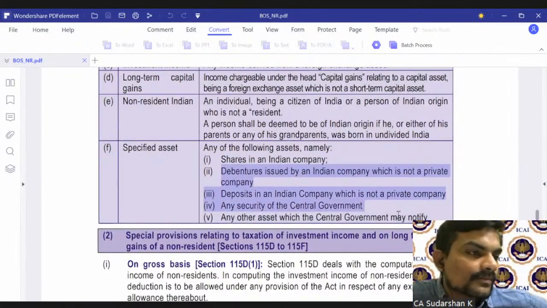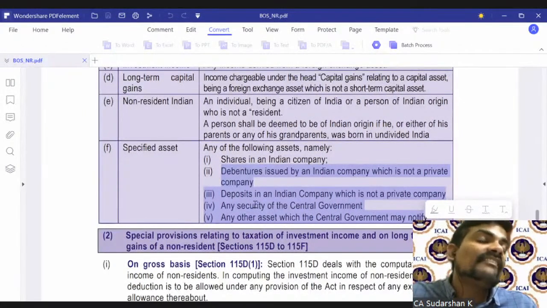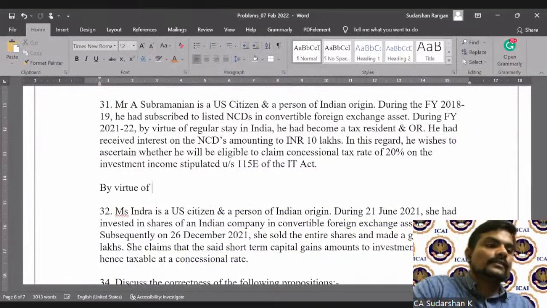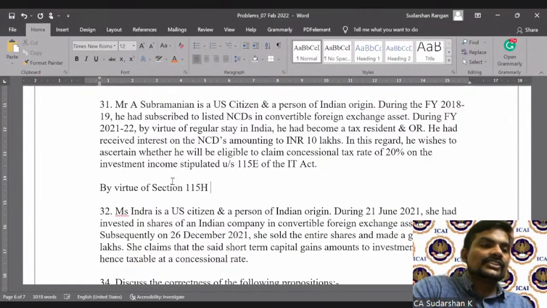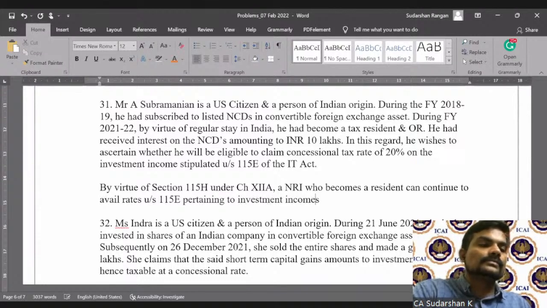So you get investment income from any of these, and as an NRI you become a resident, no problem. You can still avail the chapter 12A benefit. By virtue of section 115H under chapter 12A, the NRI who becomes a resident can continue to avail rates under section 115E pertaining to investment income on debentures.